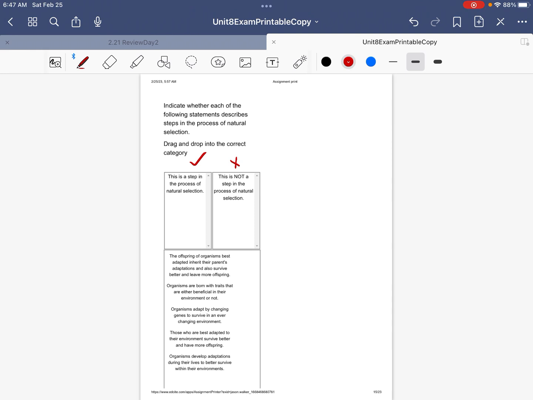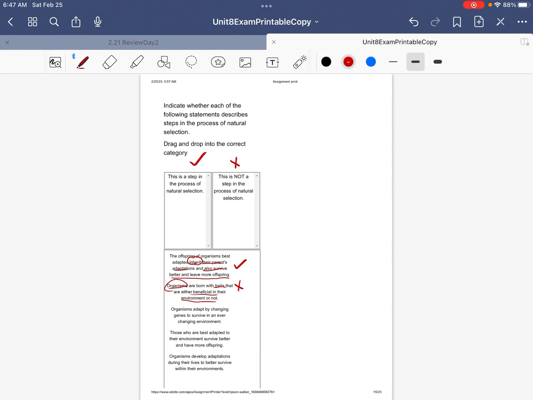The offspring of organisms best adapted to inherit their parents' adaptations also survive better and leave more offspring. So what happens is the children, the offspring that are better adapted, inherit adaptations. So this does happen. Organisms which are born with traits that are either beneficial for their environment or not, that does not cause natural selection. Remember, natural selection is that you have this adaptation.